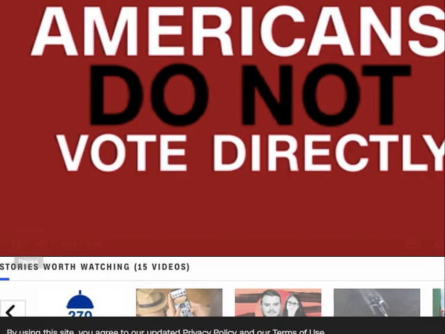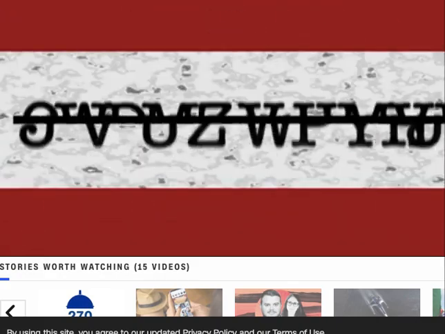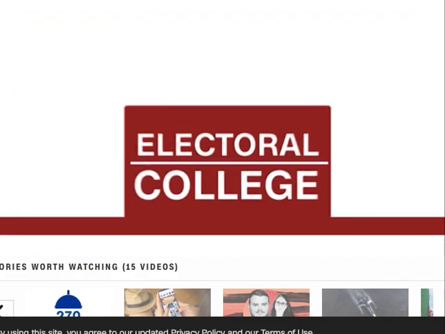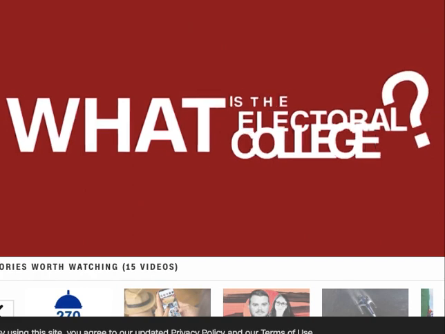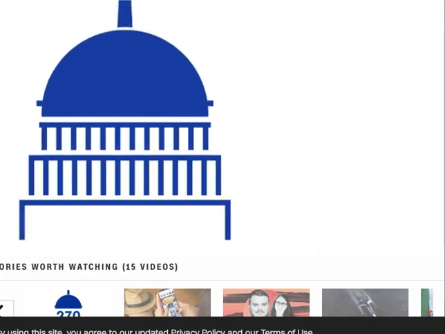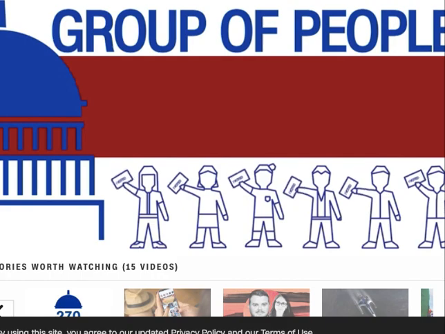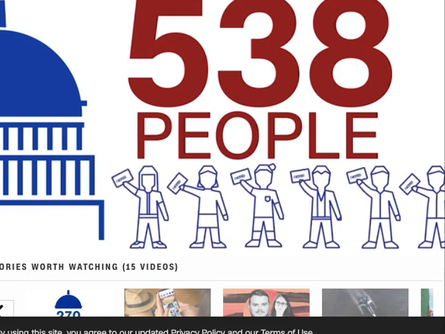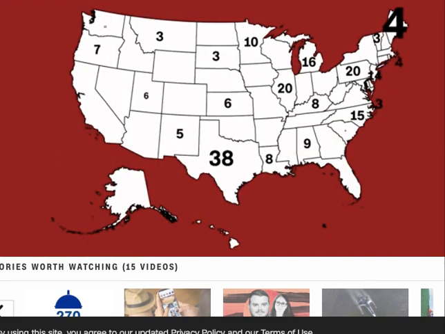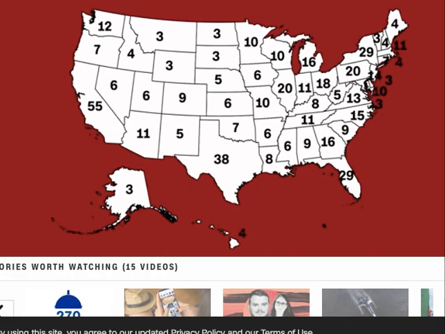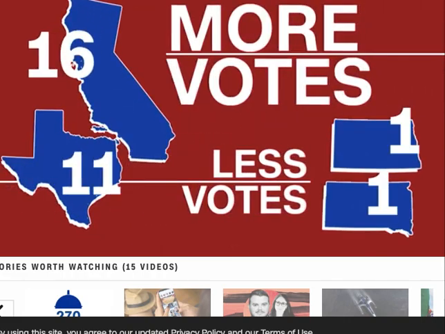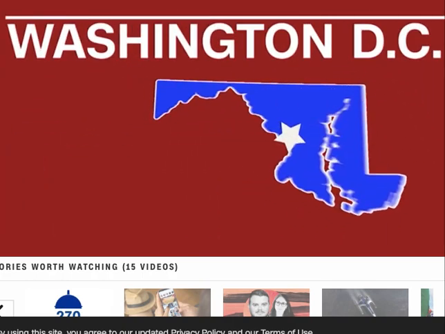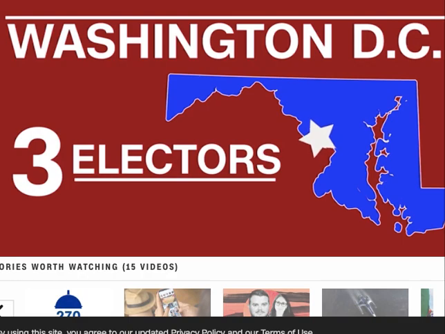Americans do not vote directly for their president. I'm not talking about a government conspiracy. I'm talking about the Electoral College, a system that has been around since the birth of our nation. What is the Electoral College? The Electoral College is not a building or institution. It's just the name given to a designated group of people who cast each state's official votes for president. This group is made up of 538 people. Each state has a different number of electors based on their representatives in Congress. So, states like California and Texas have more votes than states like North and South Dakota. The only exception? The District of Columbia, which has 3 electors, despite not having any voting members in Congress.